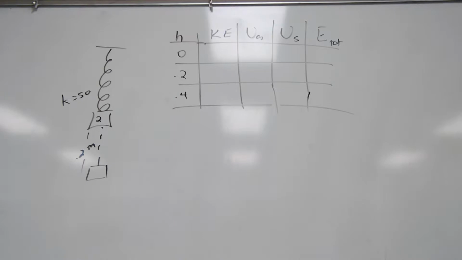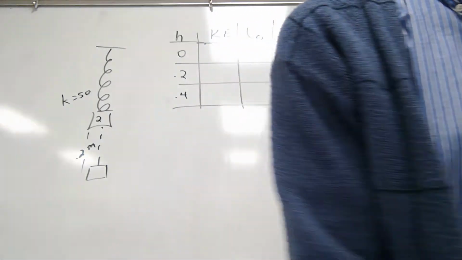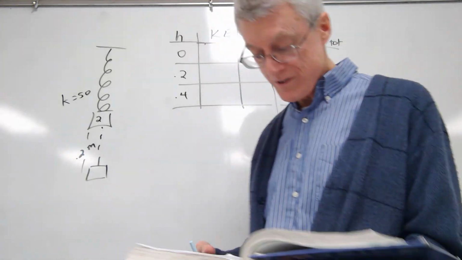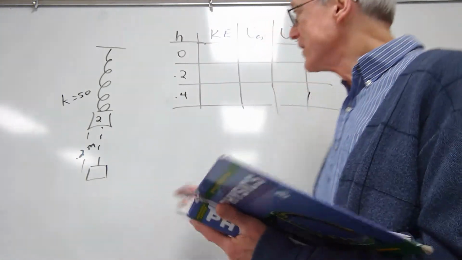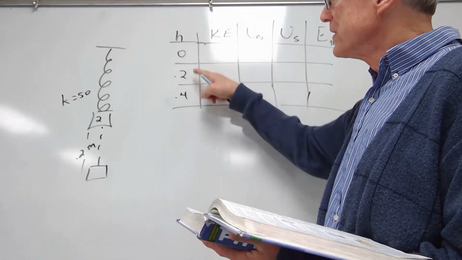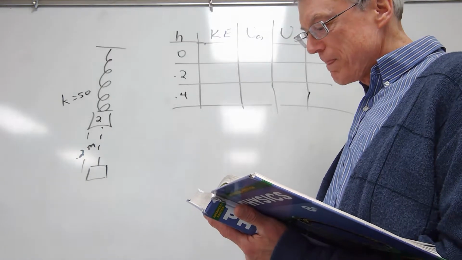And the question, we know the spring constant, we know the mass. The question, for number 29, is to fill out this chart. At the different heights, what kind of energy does it have?